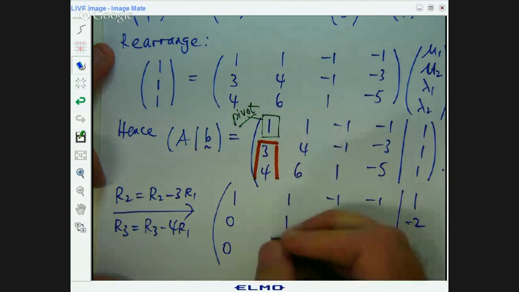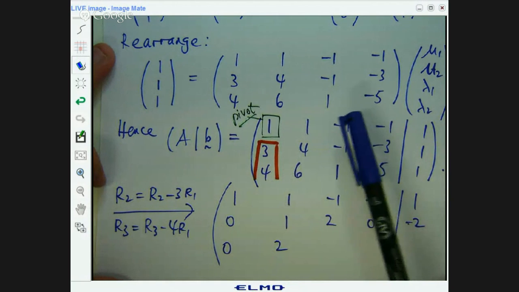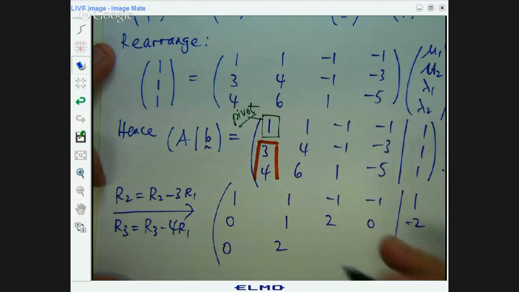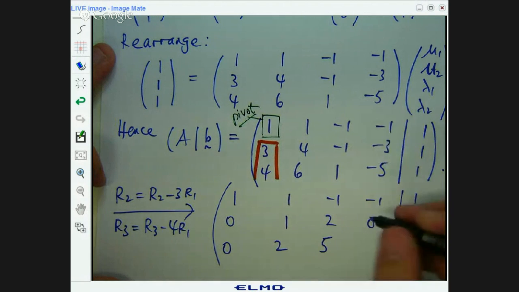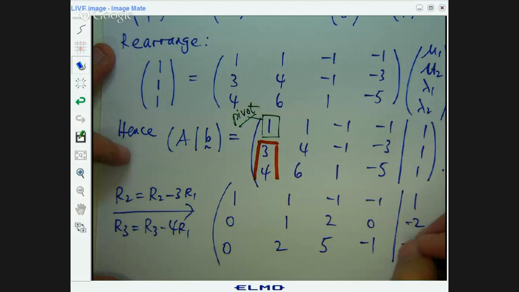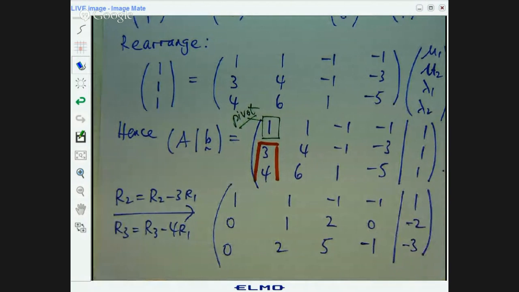6 minus 4, 1 minus negative 4 times 1. Basically, this is 1 plus 4, so that'll be 5. Negative 5 plus 4, negative 1, and 1 minus 4, negative 3. Okay. All right, so now what?